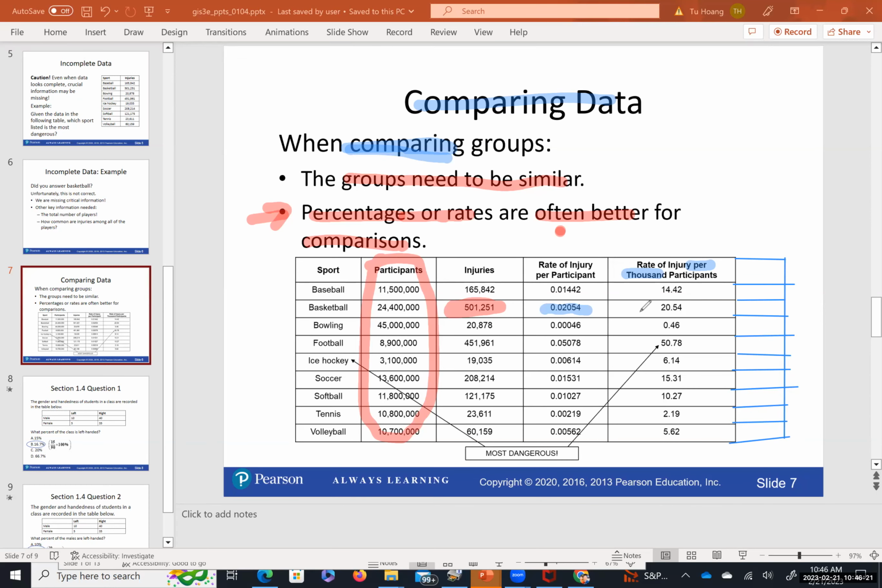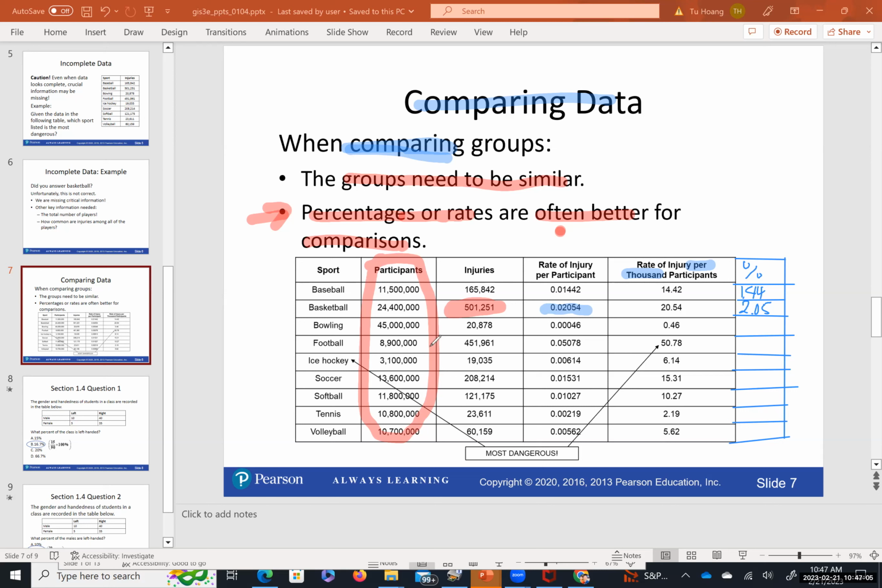Okay, so for the percent tag, it's going to be like 0.0144 for the first one; you multiply it by hundred, you're going to have 1.44%, something like that, right? Well, I don't need to, I put the percent on the top line. And the next one is going to be 2.05 for the basketball. Okay, so it looks like basketball is still more dangerous than baseball.